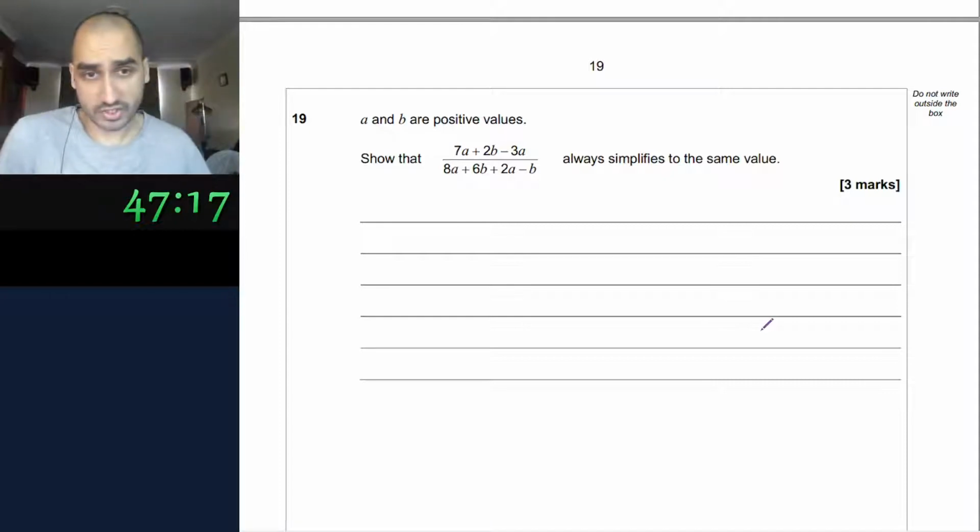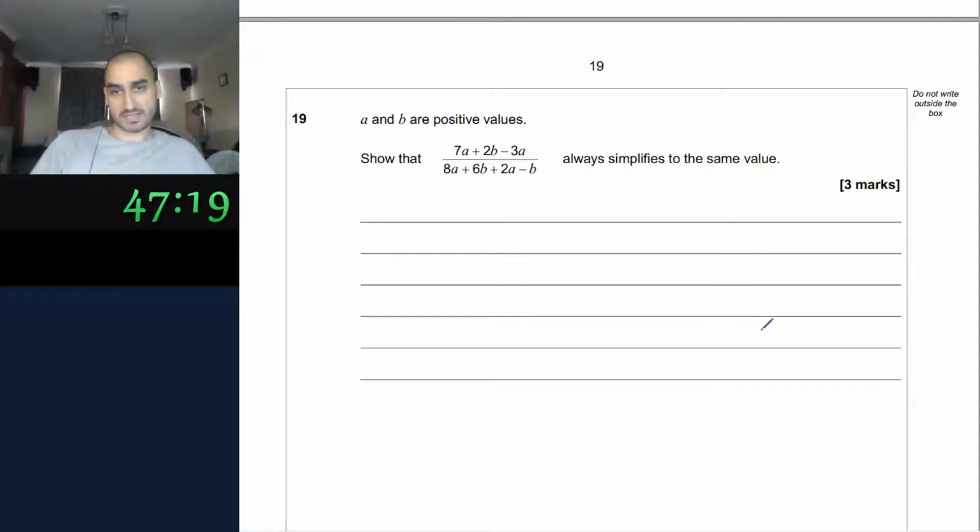A and B are positive values. Show that that always simplifies to the same value. Always simplifies to the same value. I'm not sure what, okay, we'll find out what they mean by that. Probably it's a constant or something.